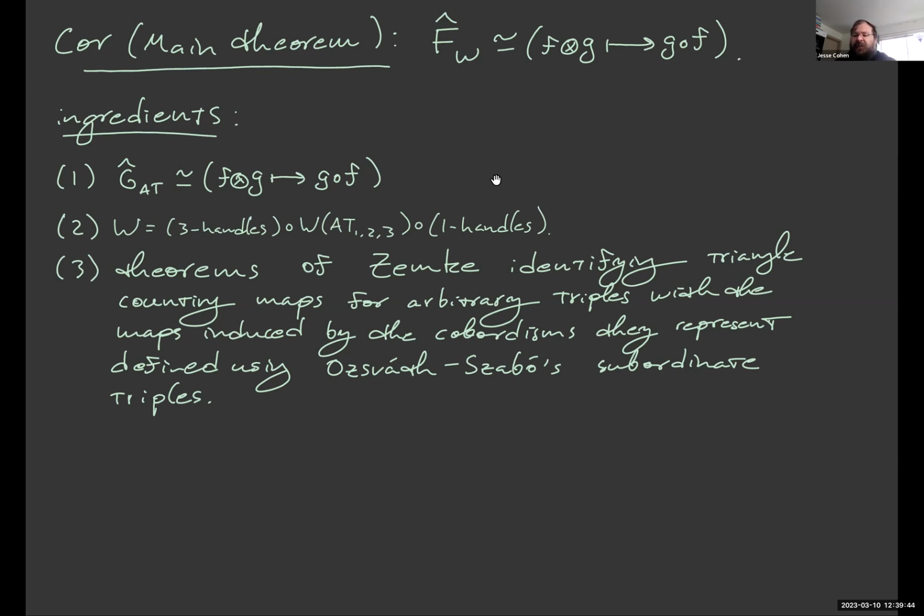And the subtlety here is that in Ozsváth and Szabó's original construction, you need Heegaard triples that are subordinate to a bouquet that describes the cobordism as surgery on some link. So a priori, it's not obvious that the triangle counting maps for an arbitrary triple actually give you the correct cobordism map, but they do.